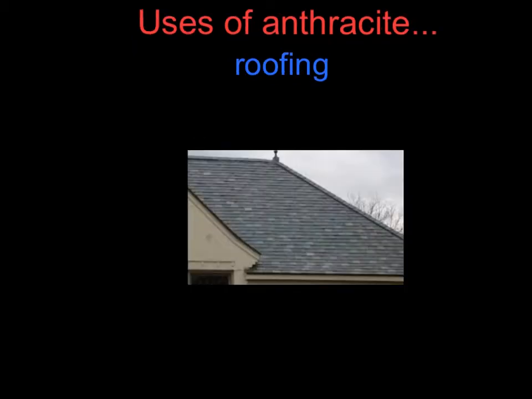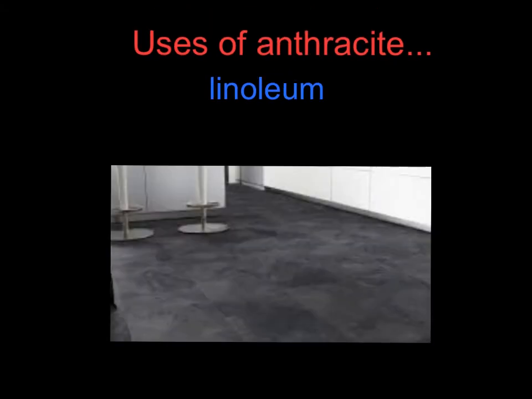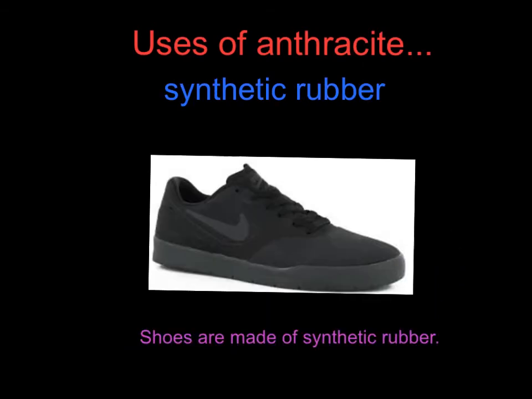And as you can see, this roofing has a grayish-black color, and you will see that in a lot of the products made from anthracite, and that is because anthracite, as you have seen before, is black or gray. Another use of anthracite is in linoleum, and as you can see, as we just talked about before, linoleum has a grayish-black color. Another use of anthracite is in the making of synthetic rubber.